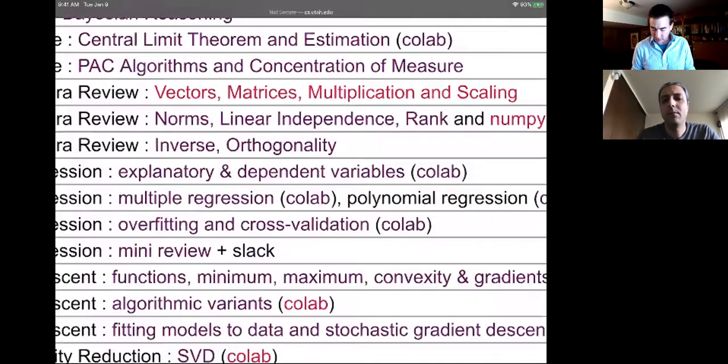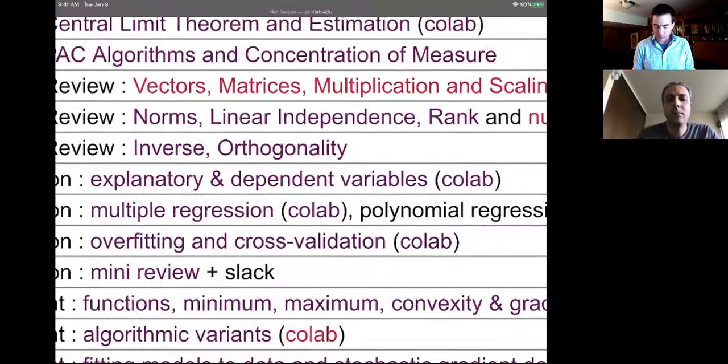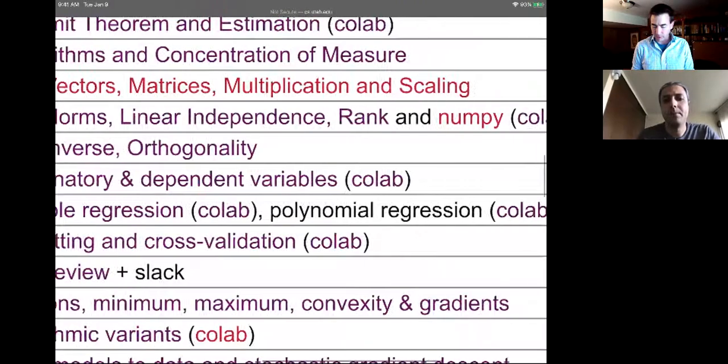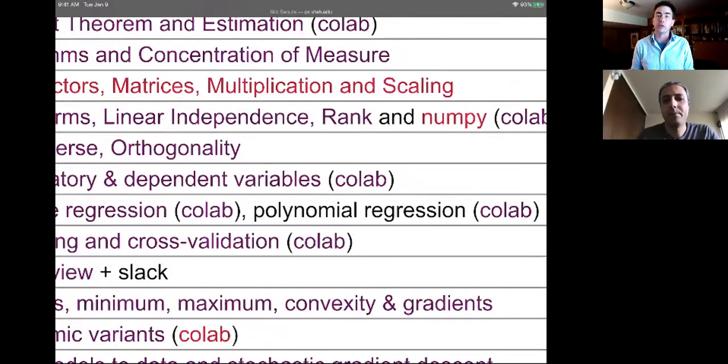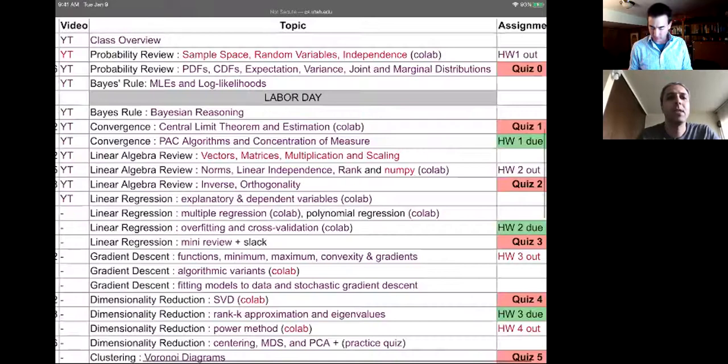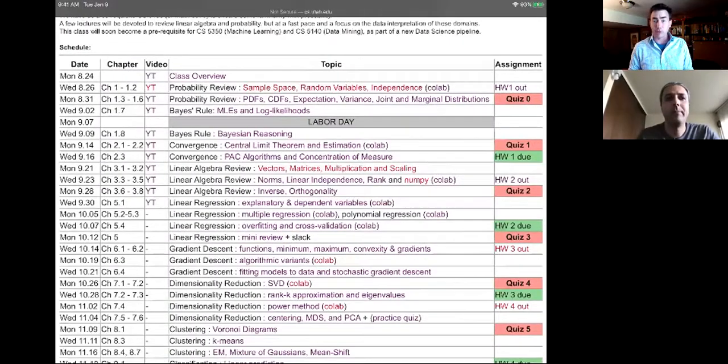Great. So in the lecture today, we're going to again talk about multiple regression and then polynomial regression. For both of these, we're going to do an example in Colab. Again, I suggest you follow along in class. It'll make doing the homework easier. Any questions on the schedule or stuff like that?